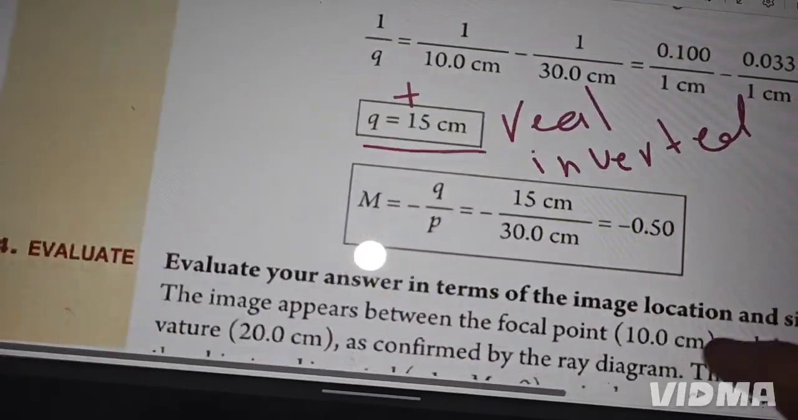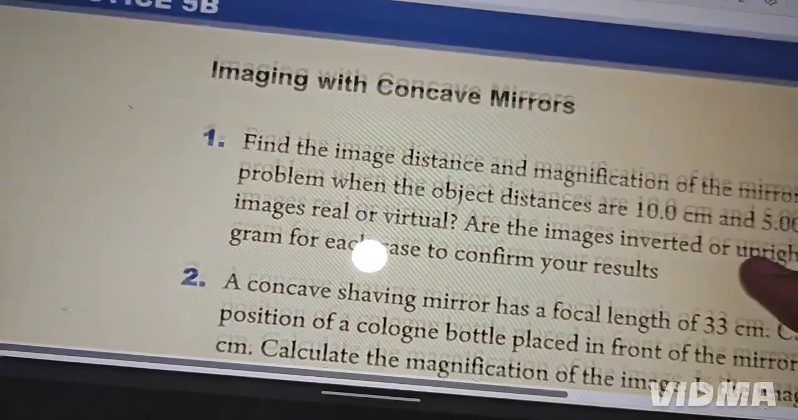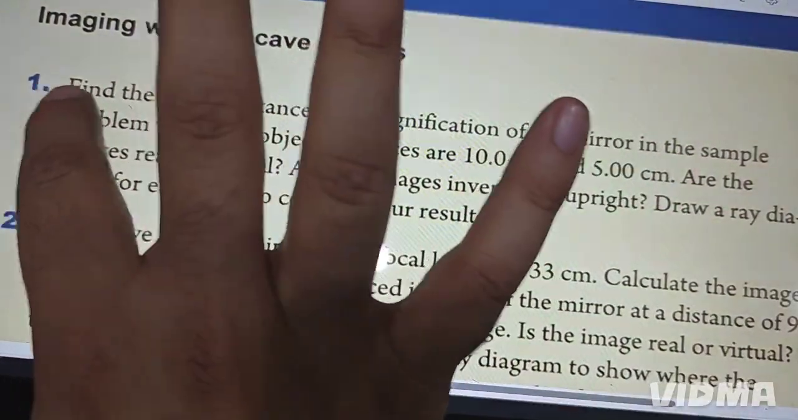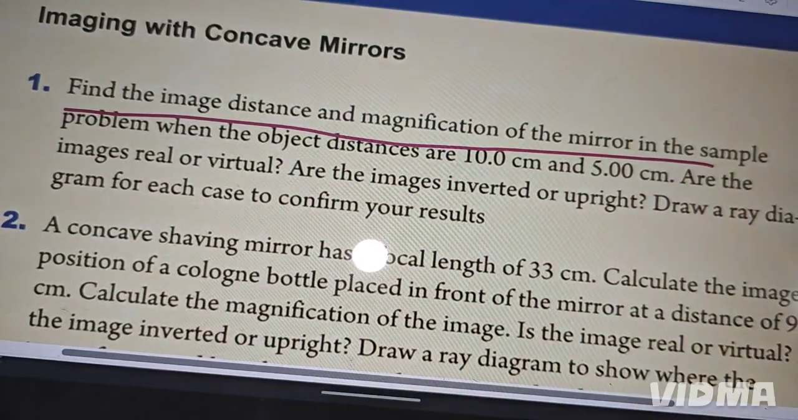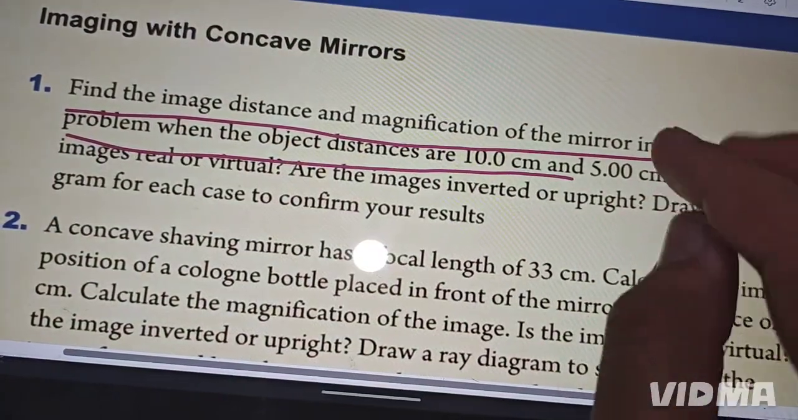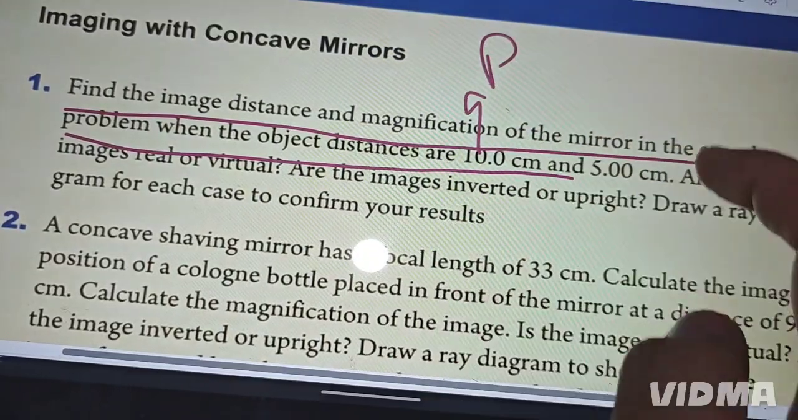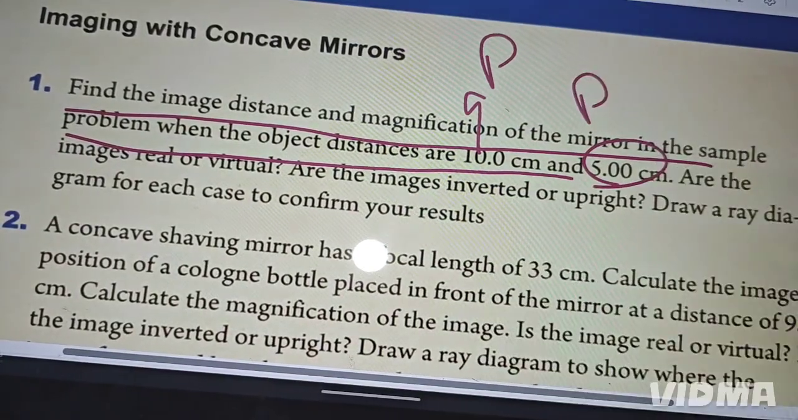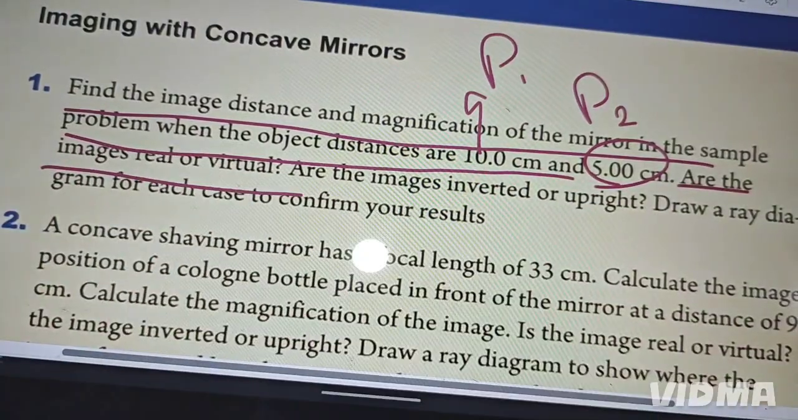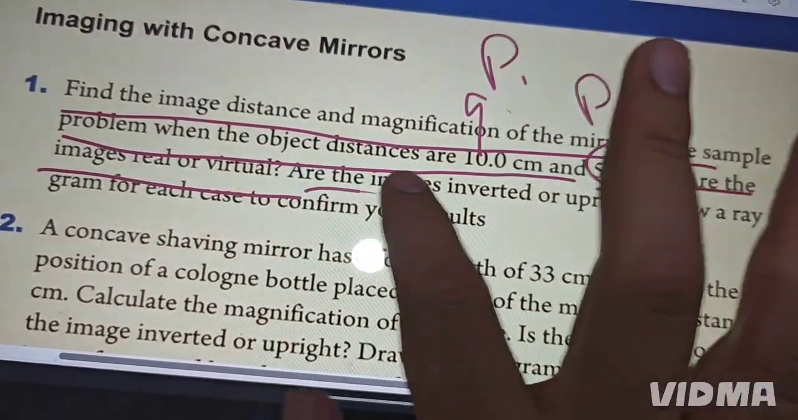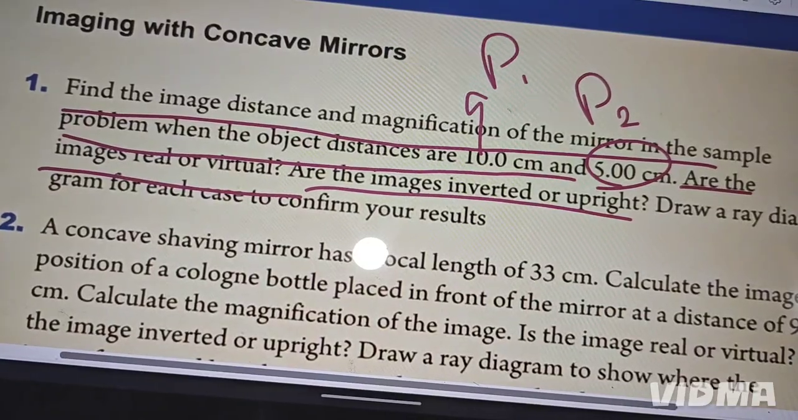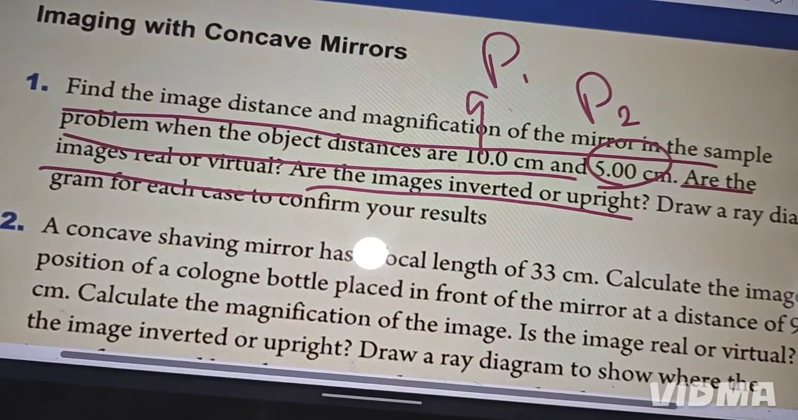Another example. Find the image distance and magnification of the mirror in the sample problem when the object distance is, this is the first P and this is the second P, P1 and P2. Is the image real or virtual? Is the image inverted or upright? So first of all, you have to solve it. Then we can decide whether it is real or virtual.